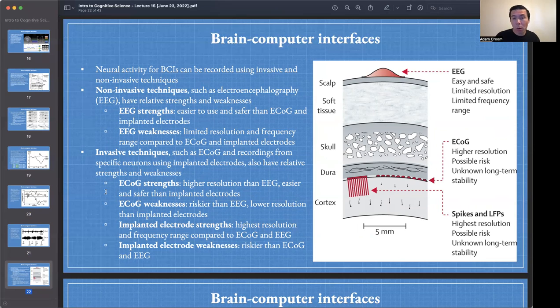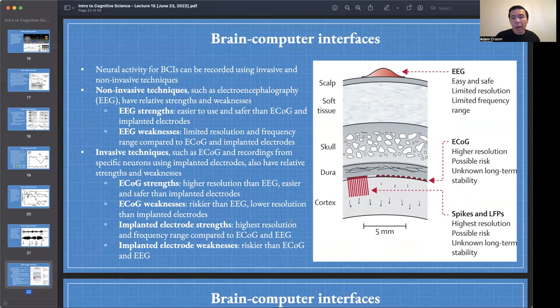We also have invasive techniques for recording neural activity, such as ECoG and recordings from specific neurons using implanted electrodes. But invasive techniques also have their relative strengths and weaknesses. Strengths of ECoG include higher resolution than EEG, and it's easier and safer than implanted electrodes. Weaknesses of ECoG include that it's riskier than EEG, while also having lower resolution than implanted electrodes. So by holding this intermediate position, its strength is that it's safer than what's down here, but it's of lower resolution than what's up here.